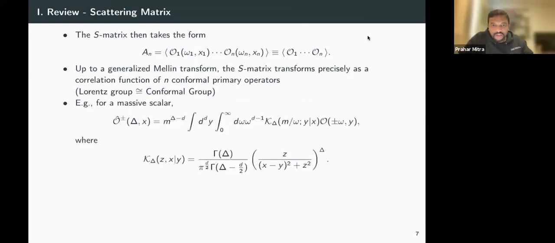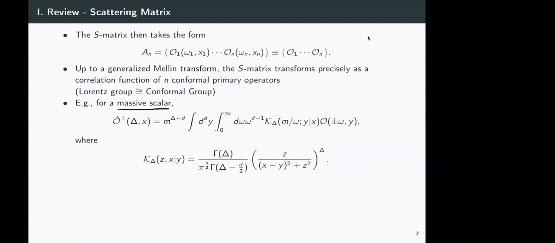Let me now tell you the formula. Here's the formula. Here's what you have to do to go from the omega i, x i basis to the delta, x basis, delta being the scaling dimension. This K delta is the bulk to boundary propagator in AdS. And so if you perform this integral, for m greater than 0, this is for the massive scalar.